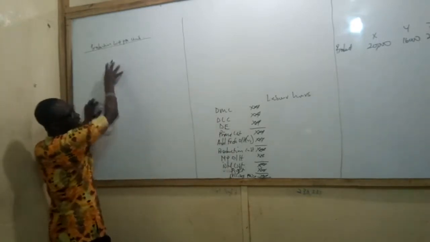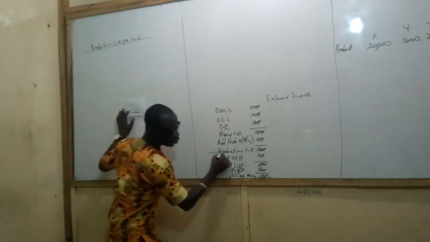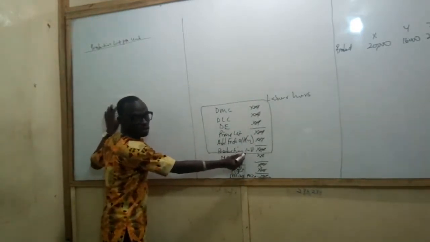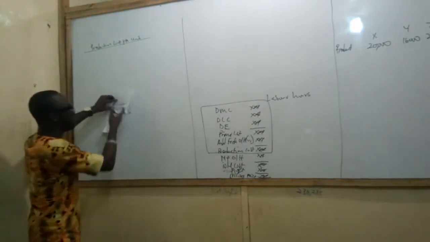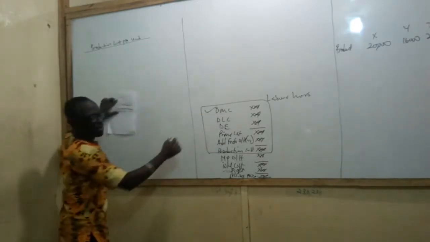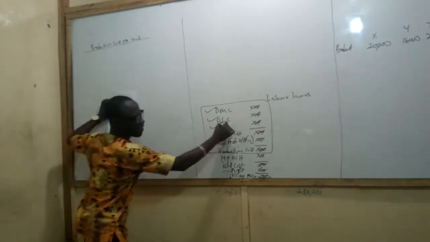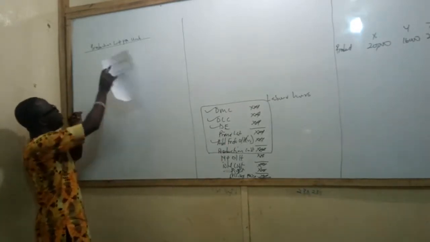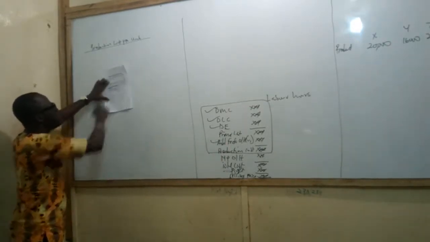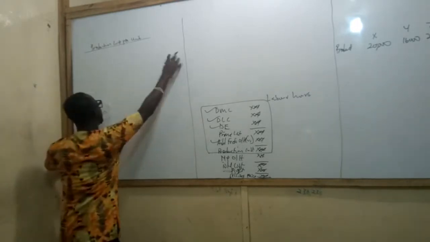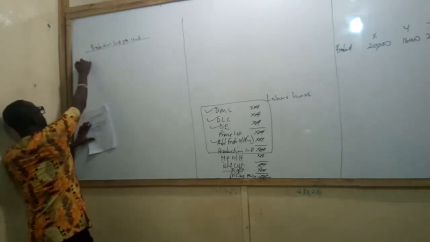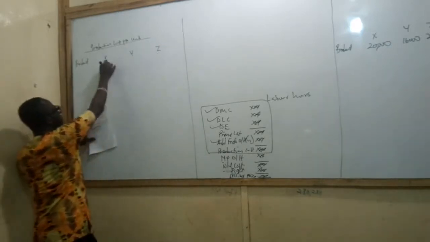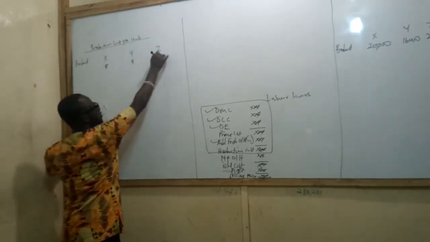In this question, the examiner said we should do production cost. So it means that we need to look for direct material, direct labor, direct expenses, and the factory overheads. So let's go to the question. We've been given the product. So in the presentation, we're going to put the product up: X, Y, Z. We're working in dollars.